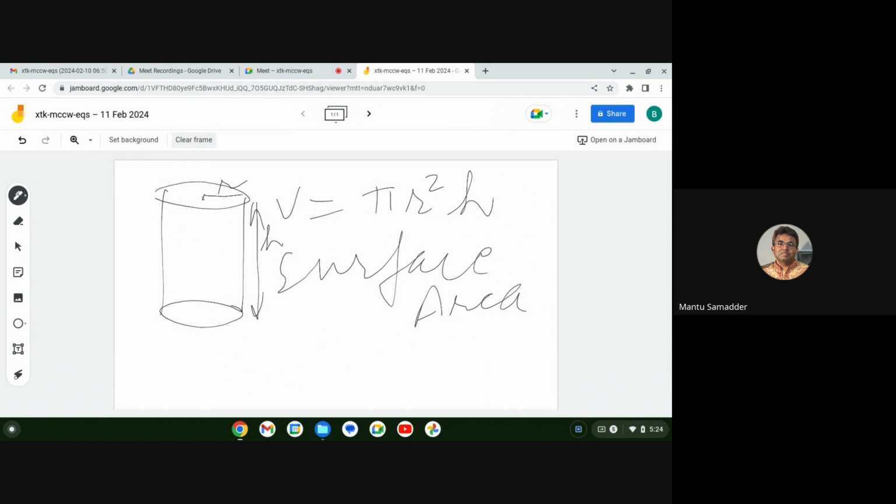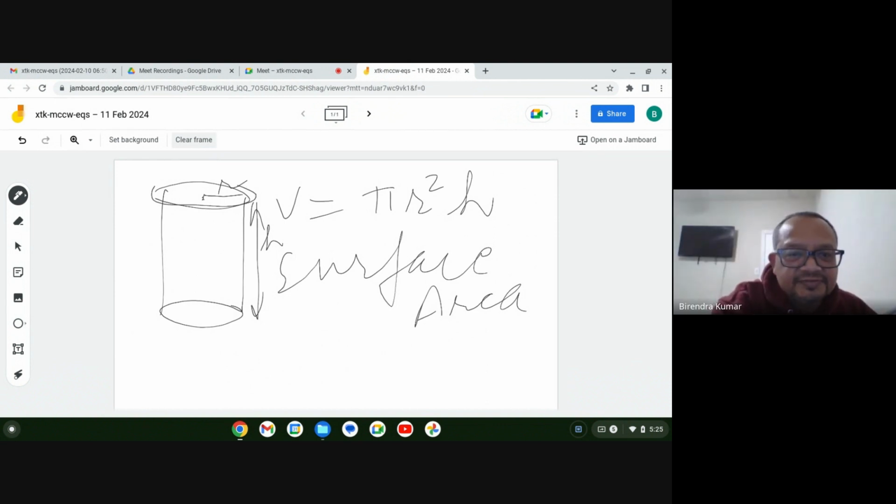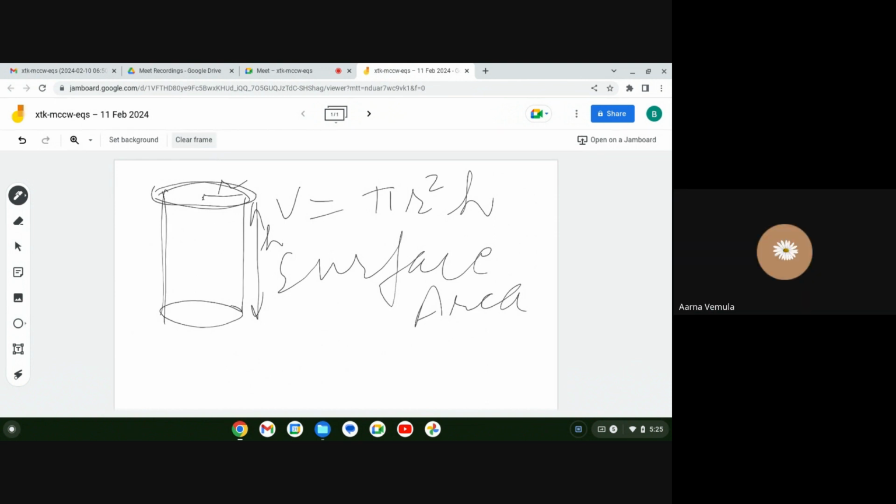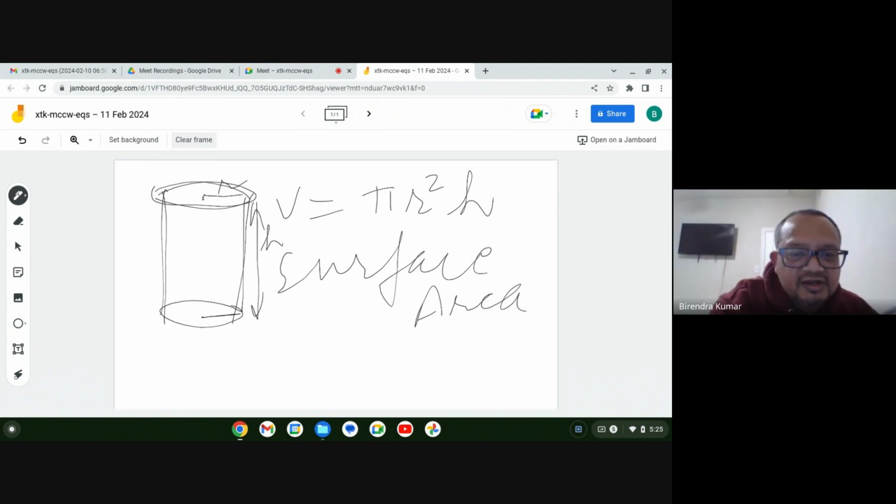I'll give you guys one clue. Okay, now I'm saying this is my cylinder, which has radius r, meaning here the radius is r, here also the radius is r. It's a symmetrical cylinder, and the height is h. If you have to find out the surface area of the cylinder, how will you find it?